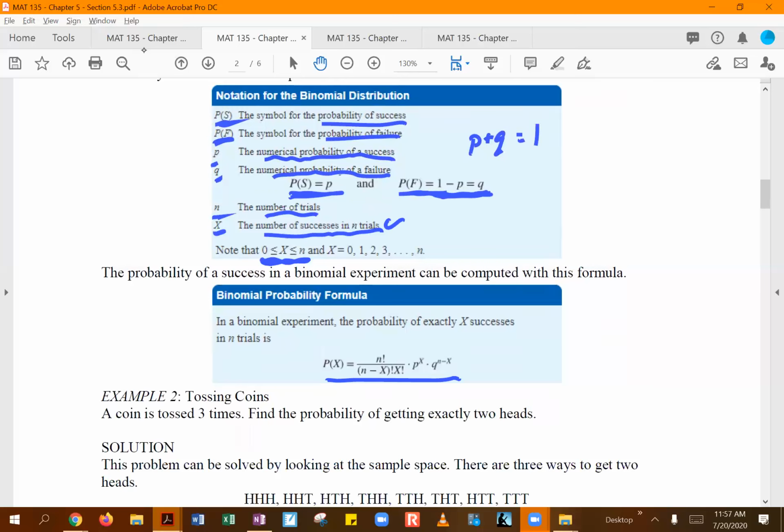So this little part over here, this factorial part, is actually your combination. If you were to rewrite this, you can write it as a combination with N as our total number of experiments or trials, and X being how many successes we have from that, and then you're multiplying that with P raised to the power of X and Q raised to the power of N minus X. So that first part is just a combination formula.